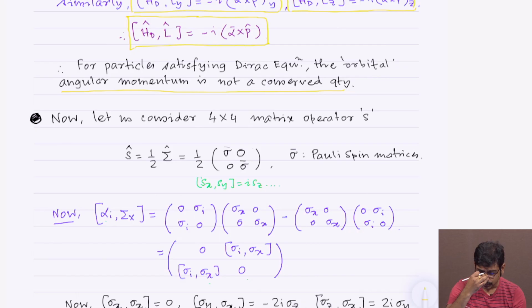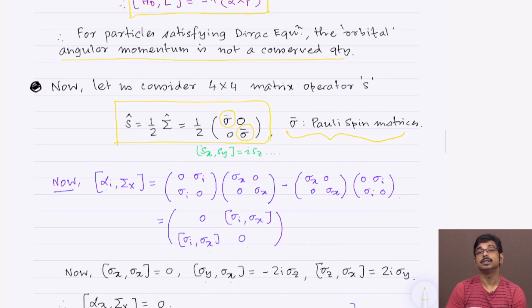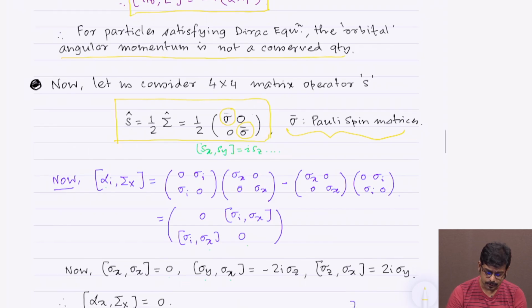So, what we are trying to do is extend our 2 cross 2 spin angular momentum matrices to a 4 cross 4 one, and a simple way to do that is to consider a spin operator which is half of capital Sigma, or you can simply say this is half of sigma 0 0 sigma, a diagonal matrix involving the Pauli spin matrices. This is once again going to satisfy the angular momentum algebra, like the orbital angular momentum case, like S_x will be i S_y, and the others you can also check.